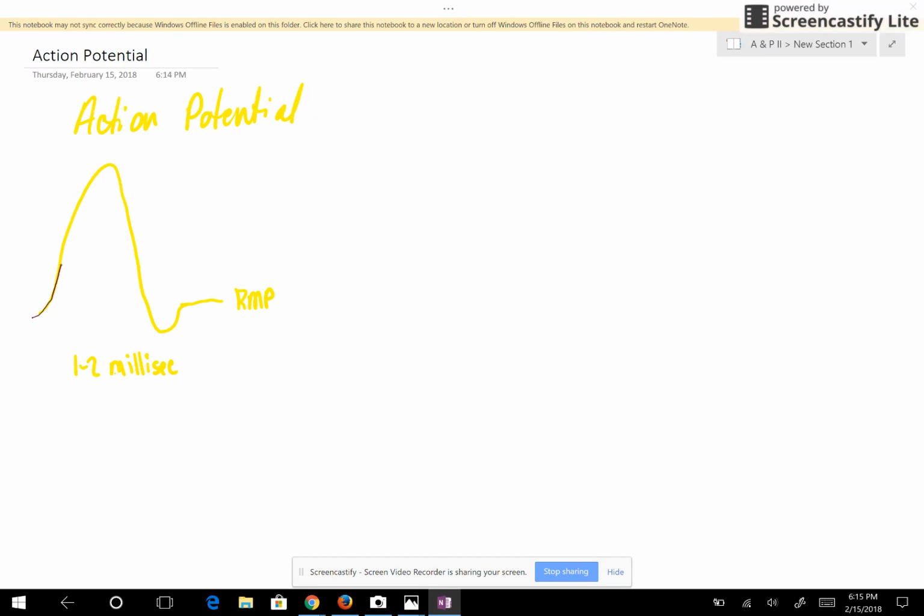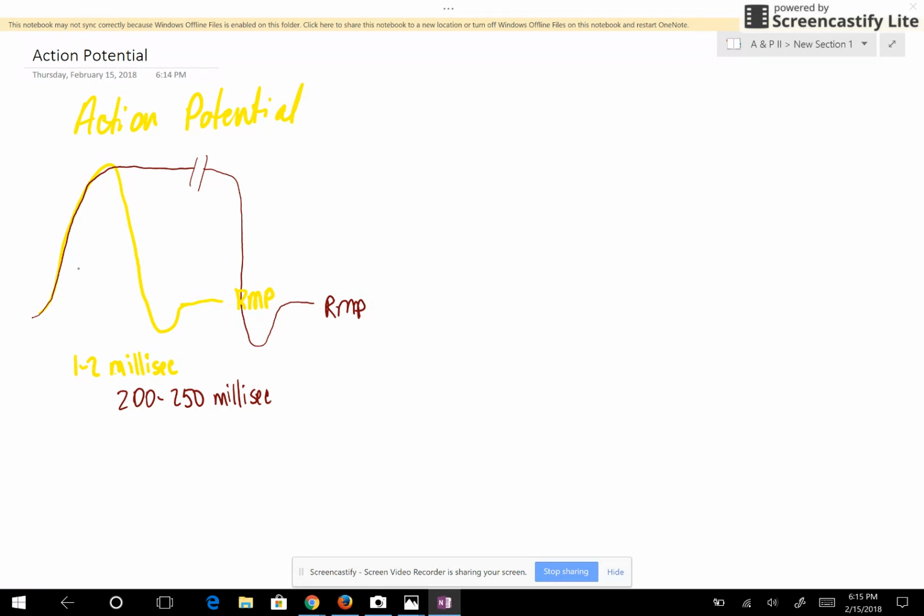Okay, let's look and see how this would compare to the action potential of cardiac muscle. You would have depolarization, a long plateau phase, repolarization, and then it would return to the resting membrane potential. Okay, the refractory period for the action potential of cardiac muscle cells is 200 to 250 milliseconds. So you can see that it's much longer.